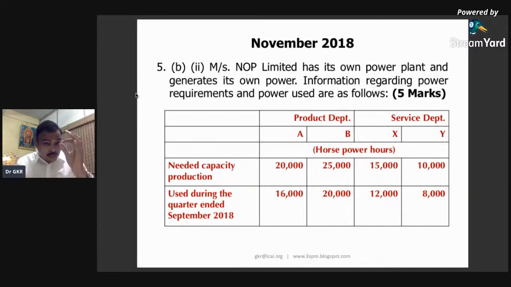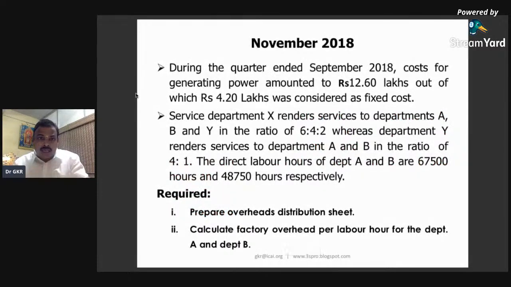So therefore, spend time. Any faculty for that matter, please ensure, ask them, how is this connected or related to the production, please explain. Remember, if you understand business, the problem will be very clear. Simple. Good. And the total cost for generating power amounted to 12,60,000.